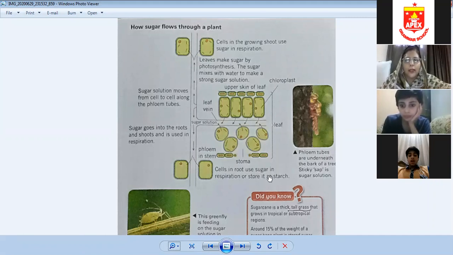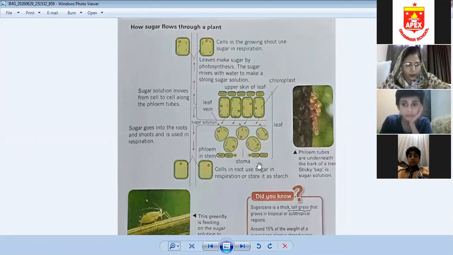Now you will see cells in the root use sugar in respiration and store it as starch. So what is happening inside it? They store the food and use it as starch. You can also see the diagram. Phloem tubes are underneath the bark of a tree. These phloem tubes are present at the edge of the bark, and you can also see sticky sap. This is a sugar solution which is present in the plant.